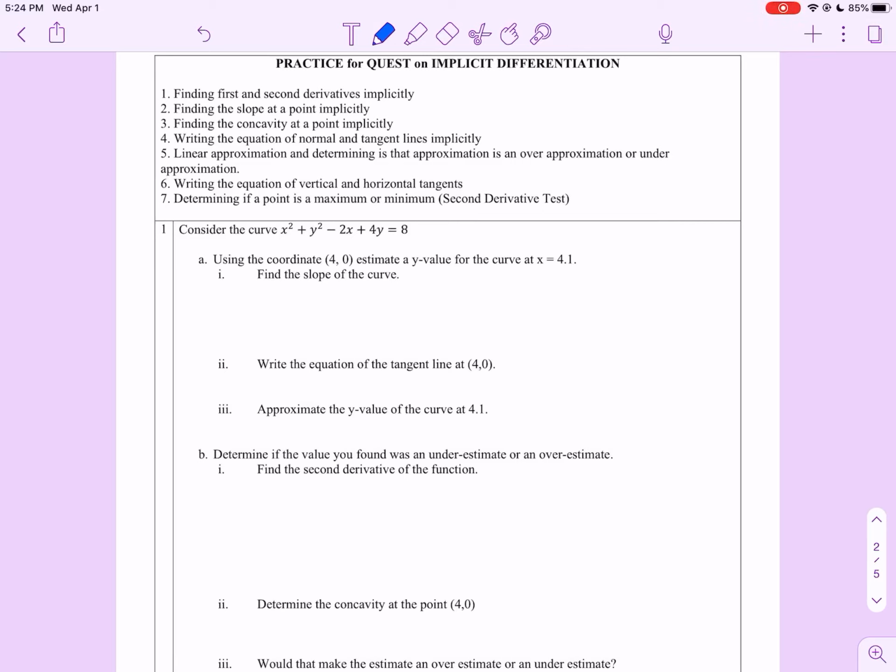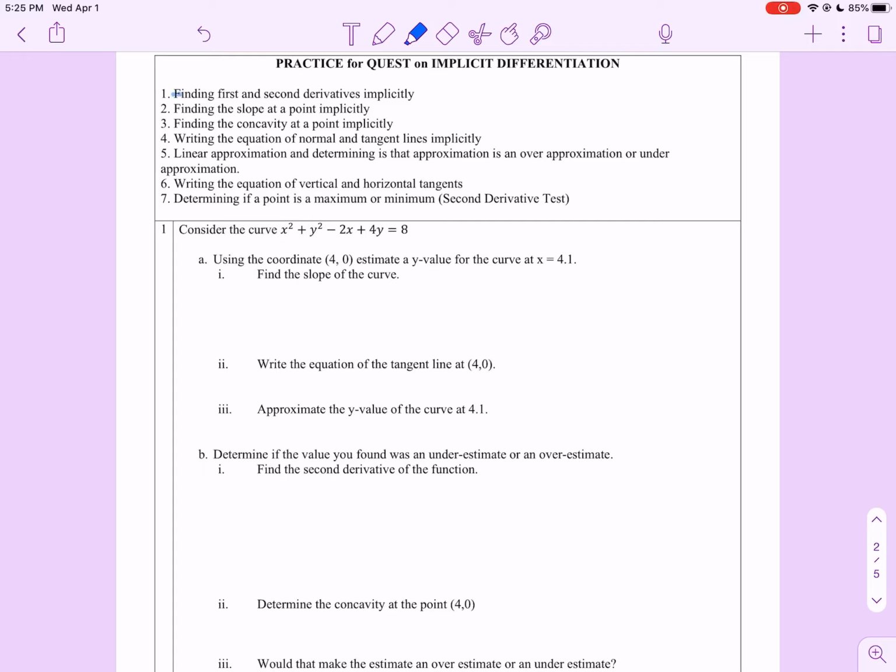In addition to covering the last topic, as we just did, about whether an approximation to the curve is an overestimate or an underestimate, there are lots of different topics that we need to know for next Tuesday or Wednesday's quest. Here is the list of topics given to you so that you know exactly what to study.